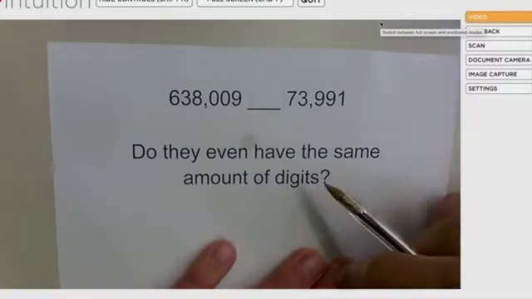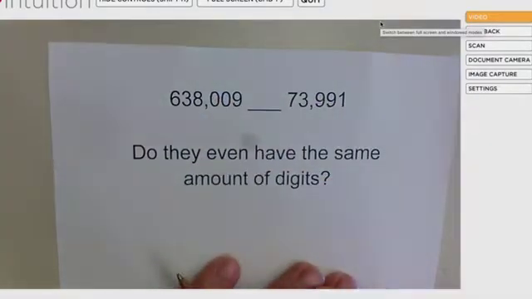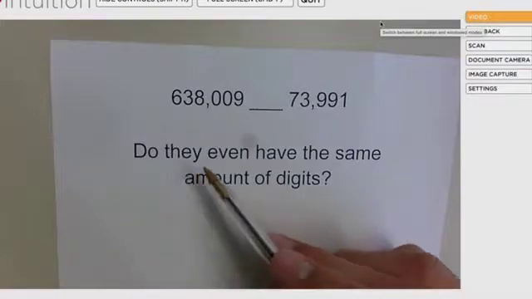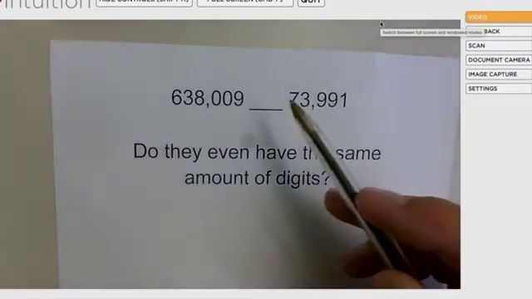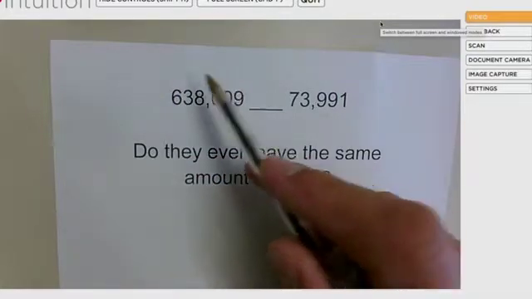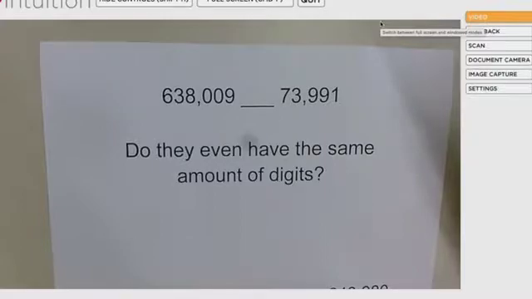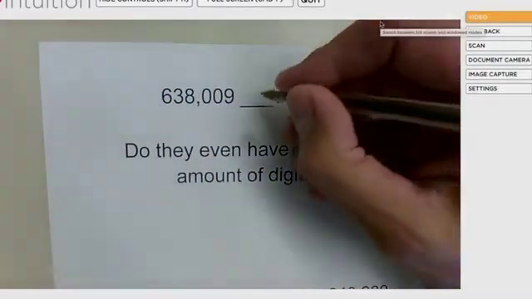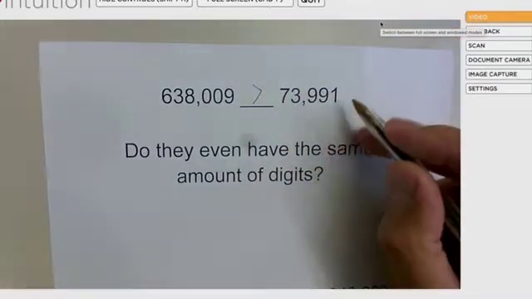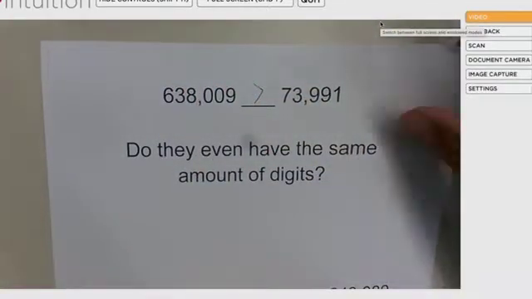So the first thing you should do if you are asked to compare two large numbers is ask yourself the question, do they even have the same amount of digits? If one number has more or less digits than the other, then your job is pretty darn easy, right? A 6-digit number will automatically be greater than a 5-digit number. So that makes your job really, really simple.